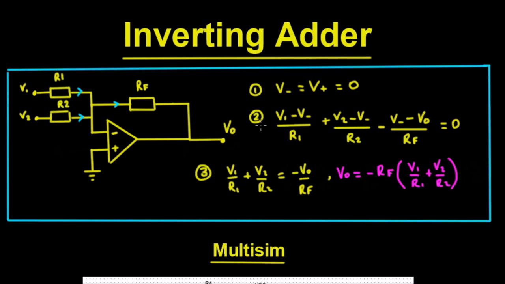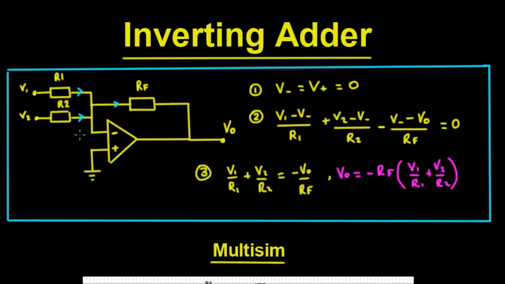R2. So let's analyse this using what we've learned previously. We know from the golden rules that the voltage at V plus is going to equal the voltage at V minus. So we see that V minus is going to equal 0 volts. And then we can use Kirchhoff's current law in order to analyse the circuit. So we can say that V1 minus V minus upon R1 is the current flowing in this leg, and V2 minus V minus upon R2 is the current flowing in this leg here.